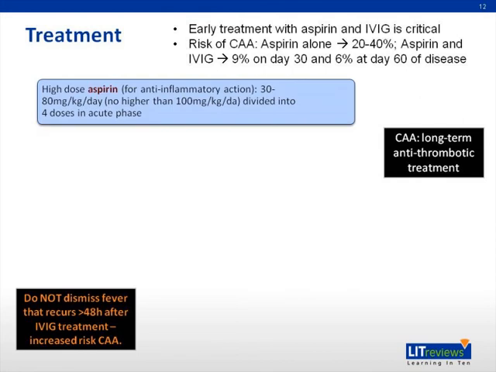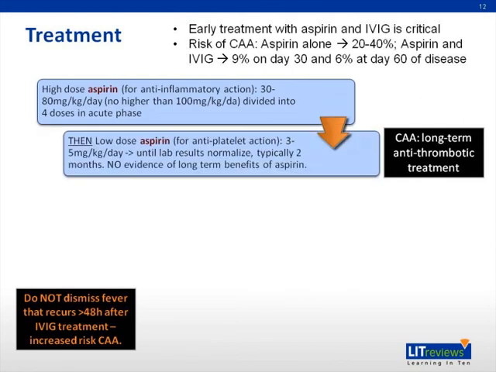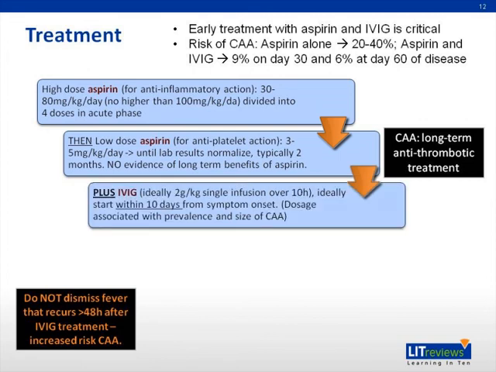Start off with high doses of aspirin for anti-inflammation in the acute phase. Then move on to lower doses for antiplatelet action, which should be given until lab results normalize. This typically takes 2 months. IVIG should be started within the first 10 days of disease. However, if patients present after 10 days with continued symptoms, IVIG should still be given.